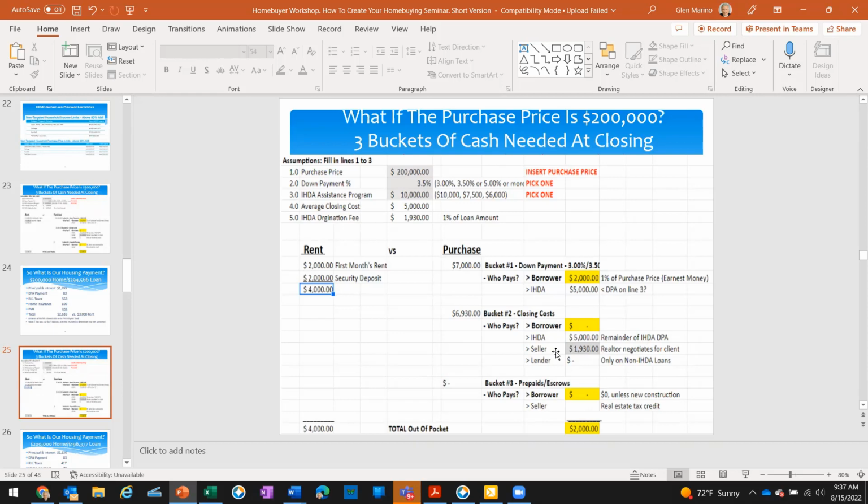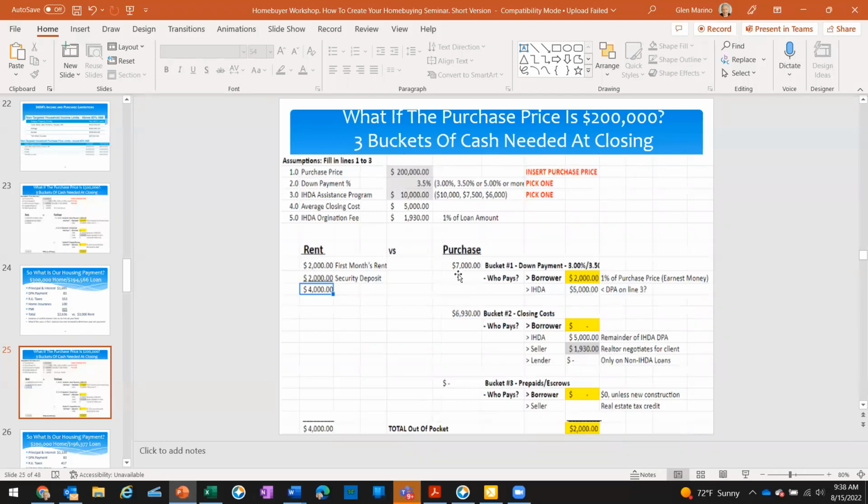The seller, because the realtor is a phenomenal negotiator, is going to pay $1,930 in closing costs. I now have $6,930 in closing costs. Put a check mark. I got all the funds I need, with the borrower putting up $0 for bucket number 2. And as we've already talked about, bucket number 3, the real estate tax credit makes this a 0 bucket. It pays for any type of escrows that are needed to be set up with the lender. Bucket number 2 is 0. Bucket number 1 is $2,000.